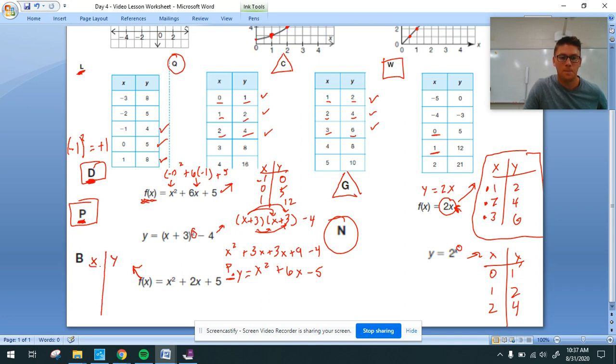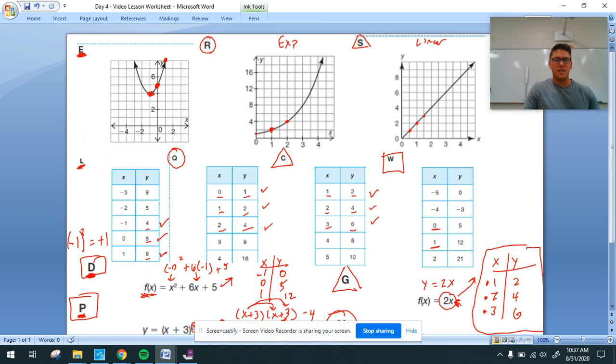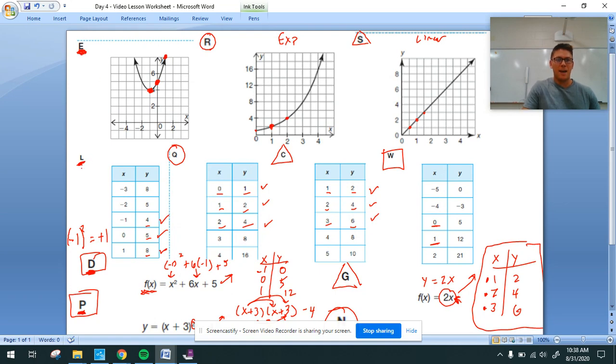x, y, let's do -1, 0, and 1. -1 squared is 1. 1 minus 2 is -1 plus 5 is 4. 0 plugged in here and here gives you back just a 5. 1 plugged in here and here gives you back 8. -1, 0, 1, 4, 5, 8. We found our final match. There it is. And we know that this equation right here matches this graph and this table.